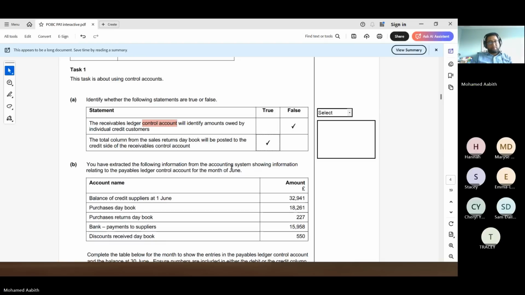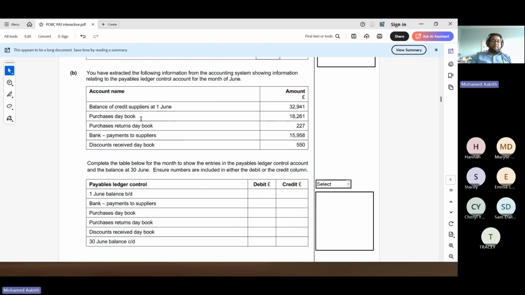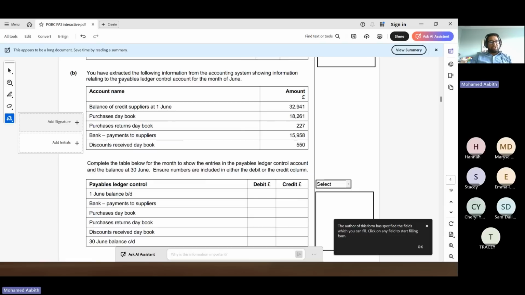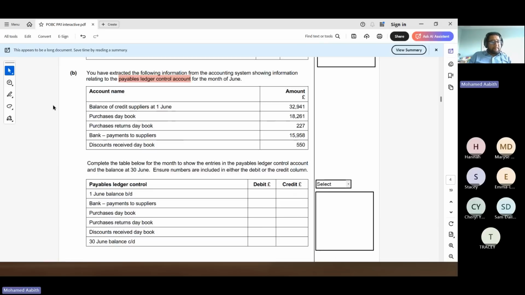Okay. Next one. They have given you these balances here. They're saying you have the following information from the accounting system showing information related to the payable ledger control account. See here, initially they gave a receivable ledger. This time, they're going to give you a payable ledger control account. So you have to think about it. This one is the opposing side to your receivable ledger. If my receivable ledger is a debit balance, the payable ledger, which has the supplier balances like these ones, has to be a credit balance, because this is the amount I owe to my suppliers. So 32,941 will be the balance.